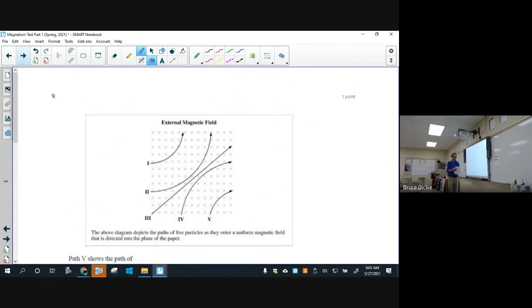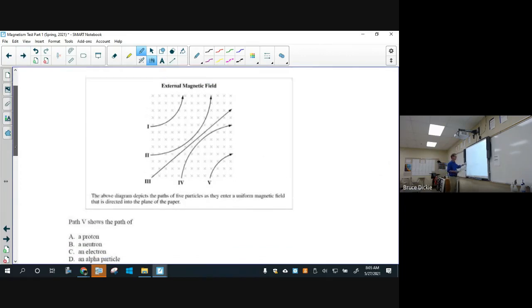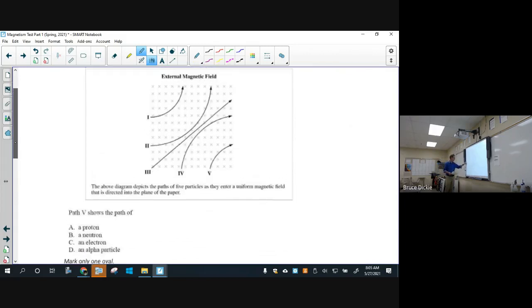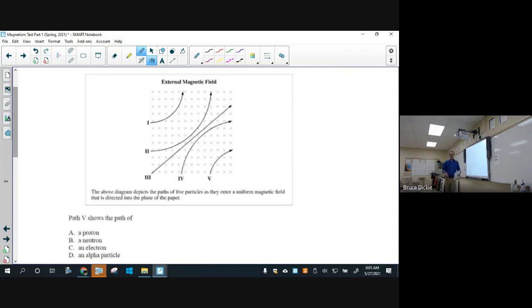Next one, I think we might have seen this one before. We have an external magnetic field here that's directed into the page. We know that because of the X's into the page. We want to know what path 5 shows: a proton, a neutron, an electron, or an alpha particle. Now, in the end, this depends upon the charge of the particle, whether it's positive or negative. We don't know. We have to guess.